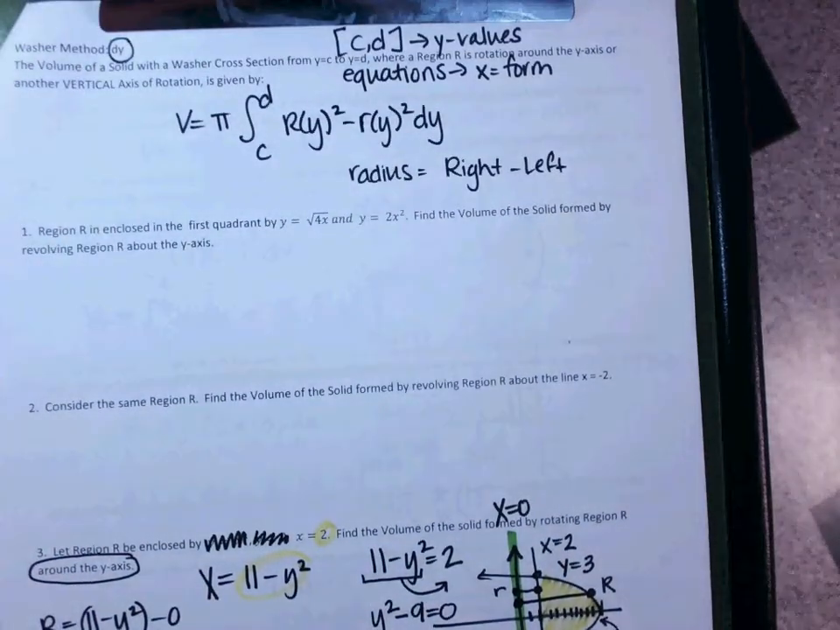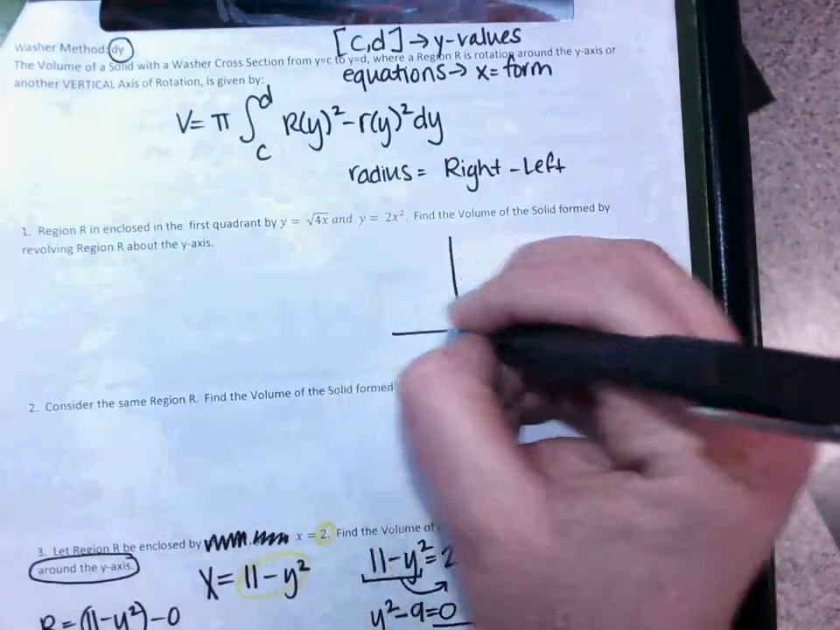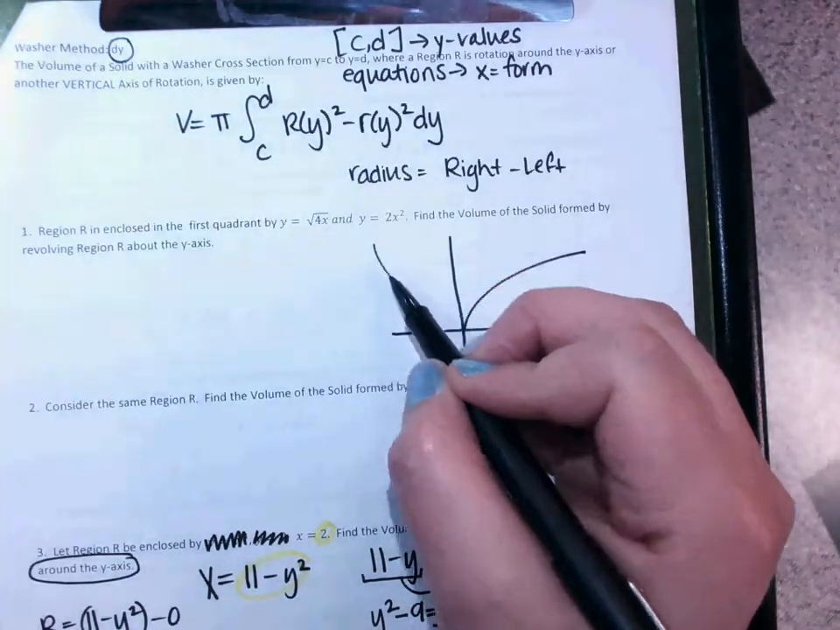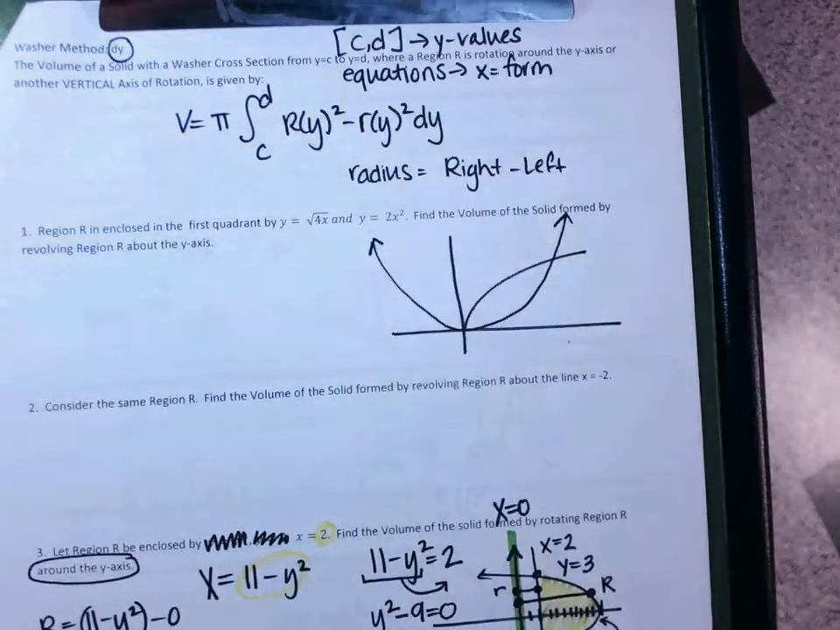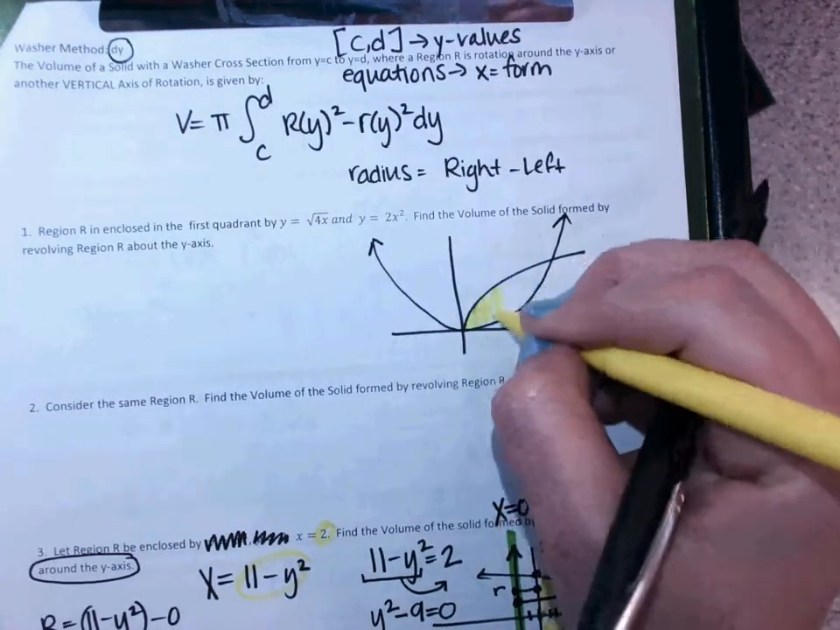Okay, so 4x under a square root is just like a normal square root. And then 2x squared is a quadratic, yeah? So those are your two equations. What are we going to revolve around? What does it say? The y-axis.